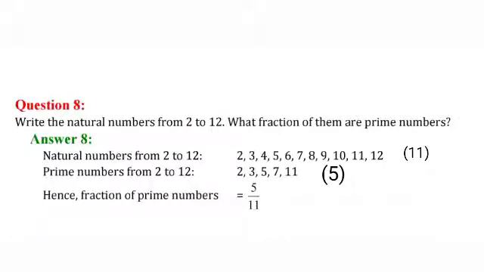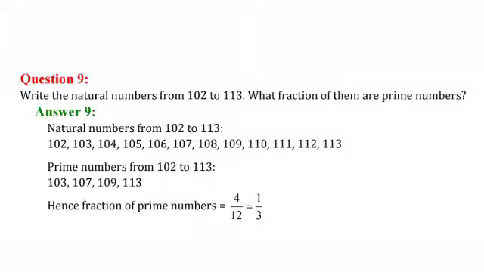Eighth question is write the natural numbers from 2 to 12. What fraction of them are prime numbers? Natural numbers from 2 to 12 are 2, 3, 4, 5, 6, 7, 8, 9, 10, 11, 12. So total numbers 11 we have. Prime numbers from 2 to 12 are 2, 3, 5, 7, 11. We have 5 numbers. Prime numbers means the numbers which will go in that same table one time. Hence, the fraction of prime numbers is equal to 5 by 11.